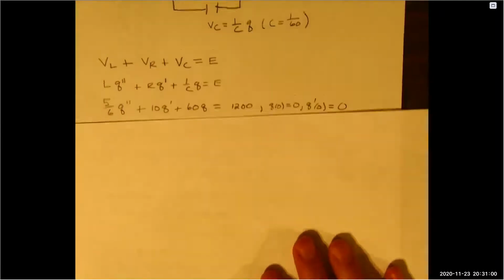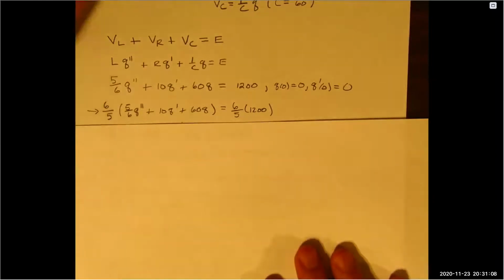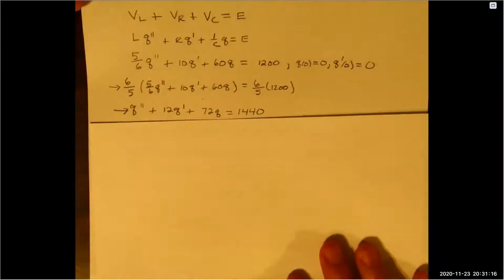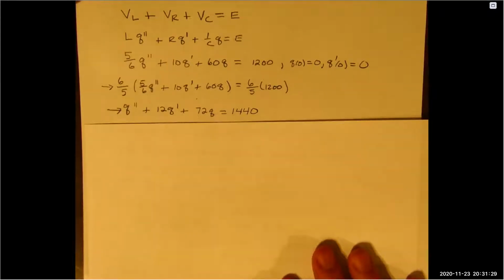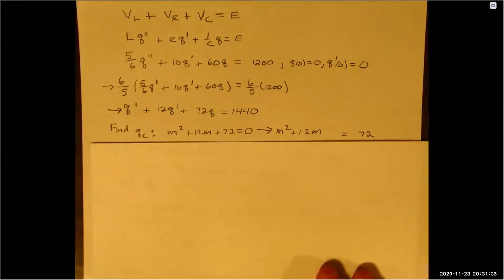So let's start out by multiplying through to clear the fractions. So we'll multiply this expression by 6/5. And after we distribute the 6/5, we're going to get Q double prime plus 12 times Q prime plus 72Q is equal to 1,440. And so we can solve for Q sub C, the complementary function.